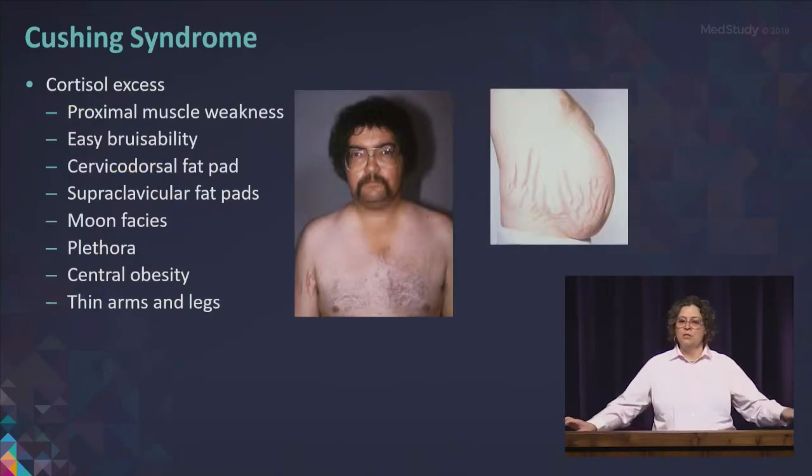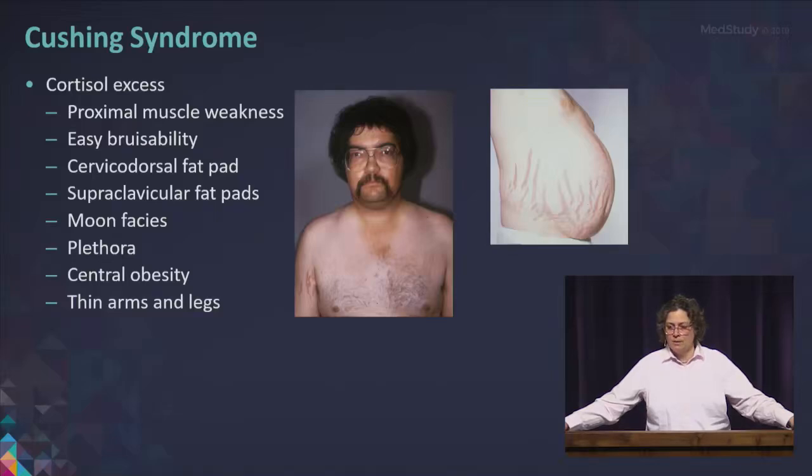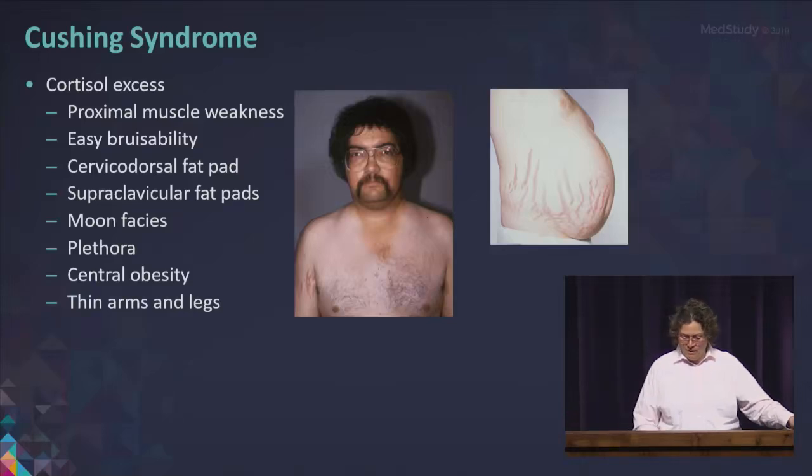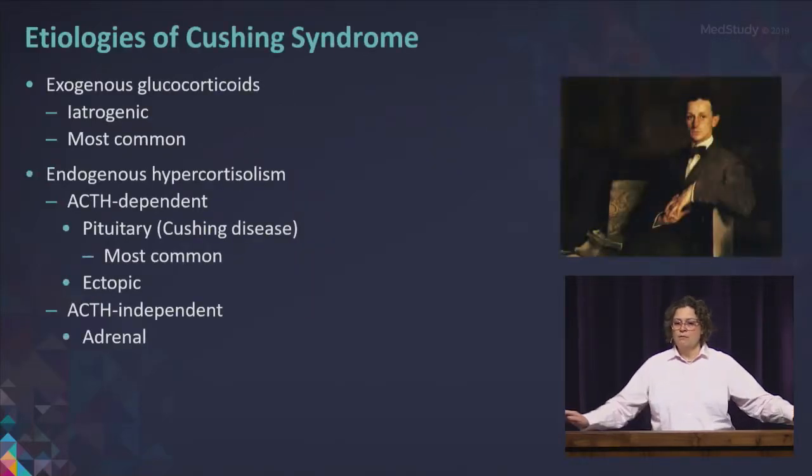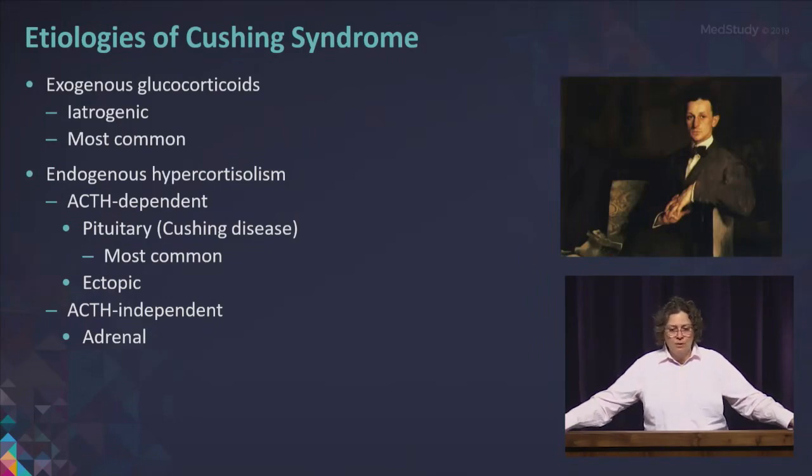When we talk about Cushing's syndrome, we're talking about cortisol excess, and you have your very well-described stigmata of proximal muscle weakness, easy bruisability, you have the fat pads, you have moon facies, plethora, obesity, thin arms and legs. By far the most common etiology of cortisol excess is exogenous steroid use. We tend to use steroids probably more frequently than we should, and some diseases are just more responsive to steroids than any other medicines that we have.